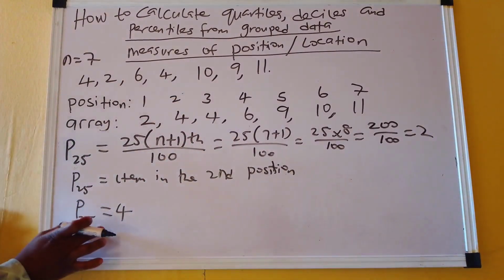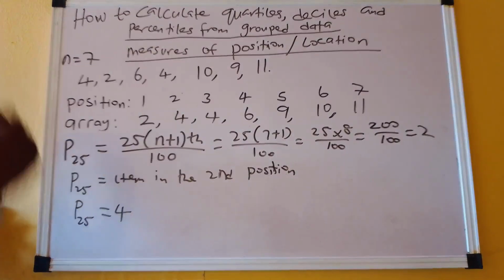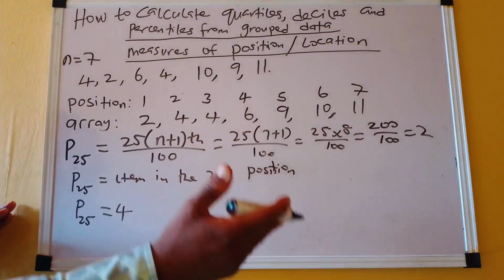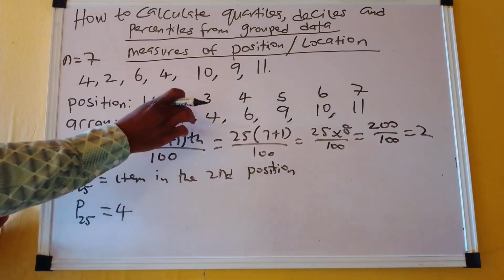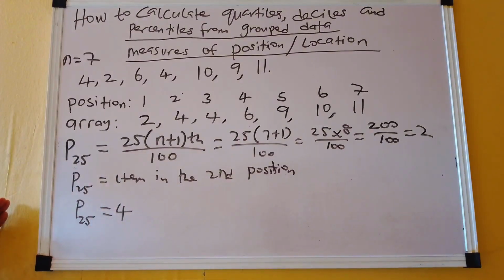You can see that the P25 is also the same thing as the first quartile, because if you take a quarter of 100, 1 over 4 times 100, it's 25%. And our Q1 is 4, and our P25 is also 4. So it's as simple as that.